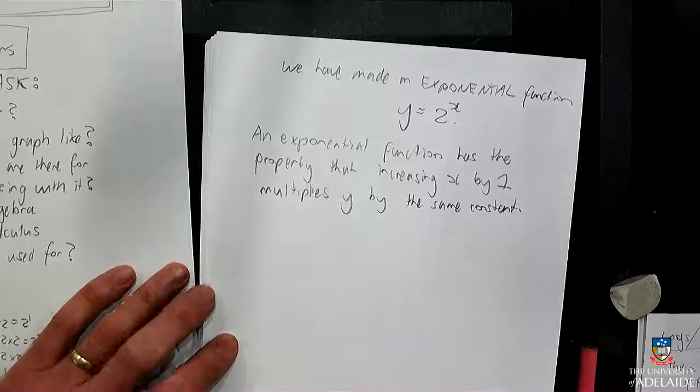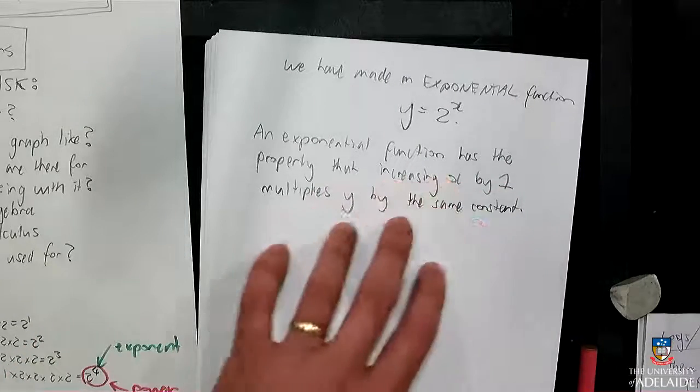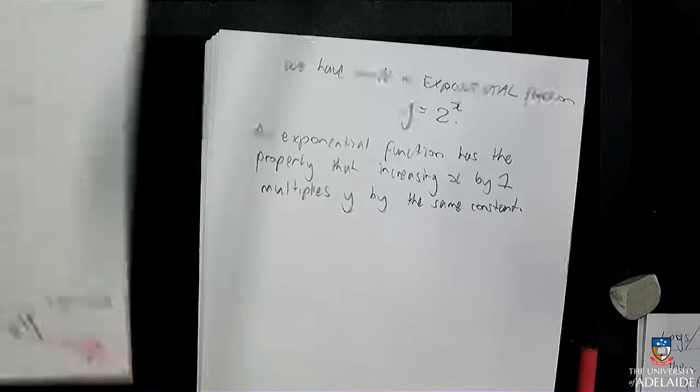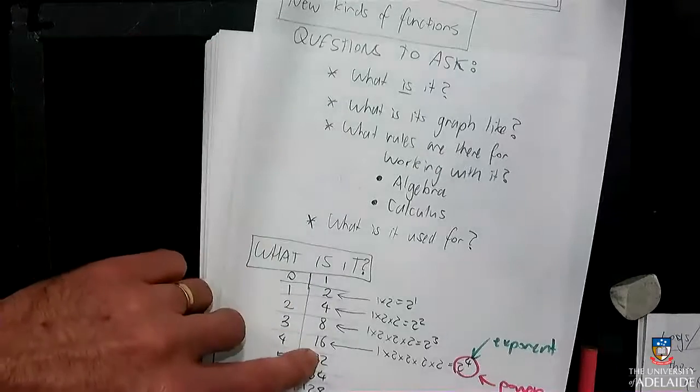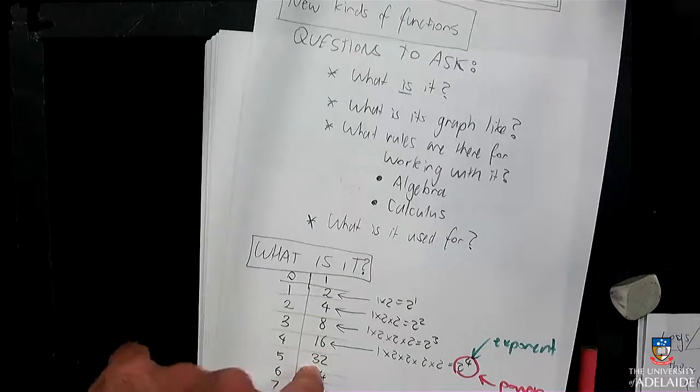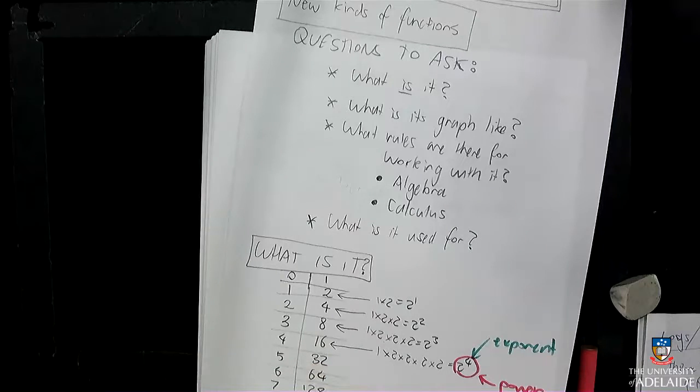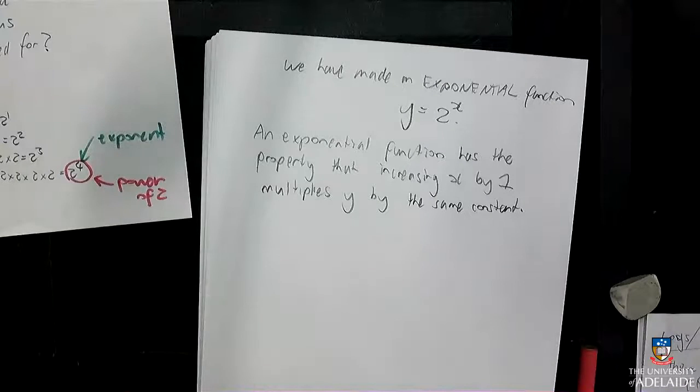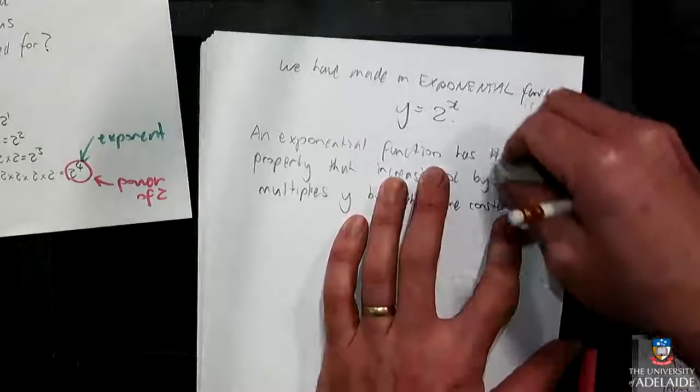An exponential function has the property that increasing x by 1 multiplies y by the same constant. So no matter where I'm up to, if I increase x by 1, then I multiply y by the same amount. And that should work all the time: increasing x by the same amount will always multiply by the same constant. So I should just add that in.